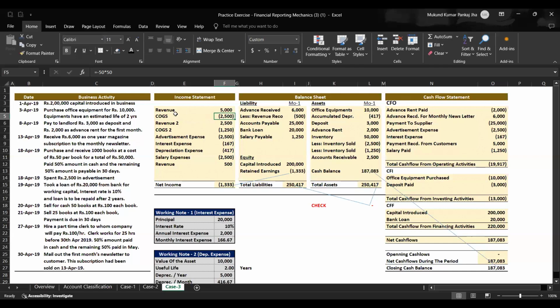Are you clear with this revenue part? Someone asked me about 20. Arjun, are you clear with this revenue part? Please let me know so that I can move to the COGS part.